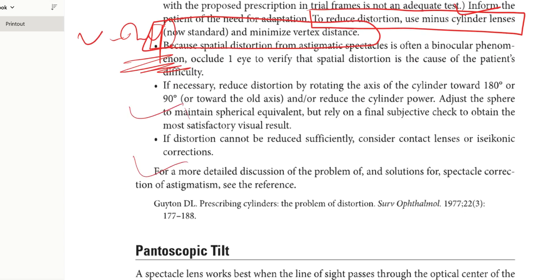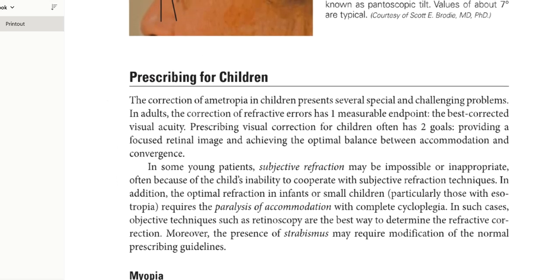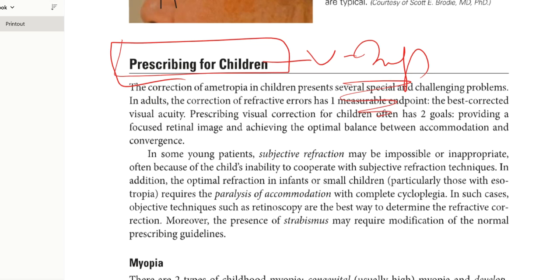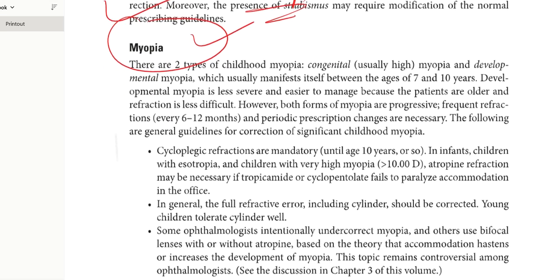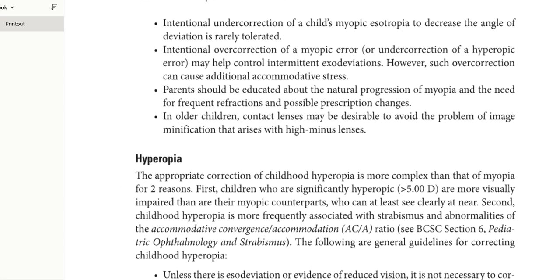This is very important. Pantoscopic tilt, important. Prescribing glasses for children, very important topic. Read thoroughly, please. Each and every line is important. Myopia, very important. Very important again. Hyperopia, all these are very important.